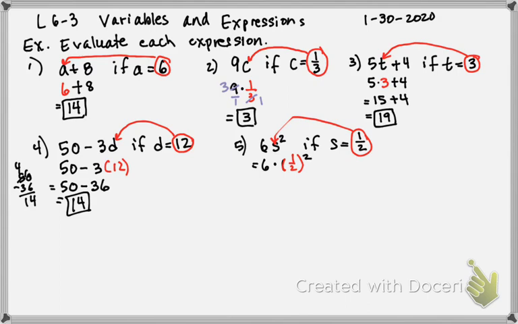So remember what squaring is, and think about order of operations. We do have an exponent. We don't really have a grouping symbol because it's just one thing in there, but we do have an exponent. So remember what that's going to tell us to do. 1/2 squared is the same as 1/2 times 1/2, which is 1 times 1 over 2 times 2, and that gives me 1/4. So I get 6 times 1/4.